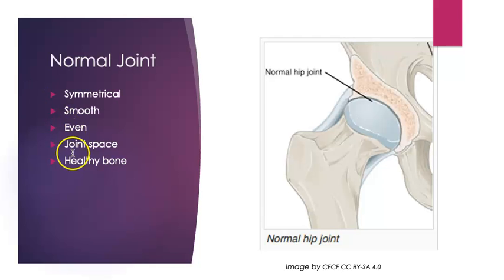Okay, so for a normal joint, and just a quick review, when we look at this hip joint here, you can see that there's a joint space in between where we have this nice smooth cartilage. It's very symmetrical, even and smooth. And then we see healthy bone in here.